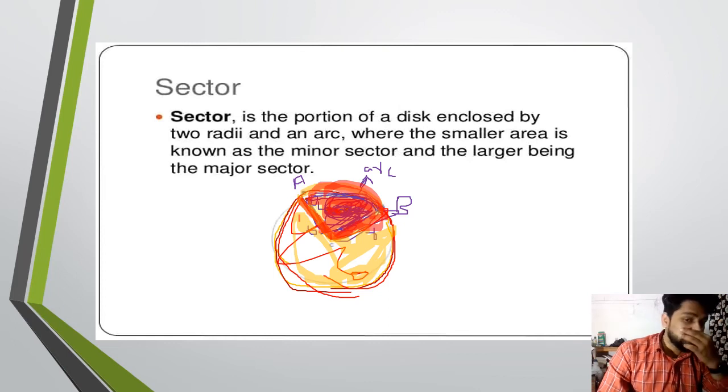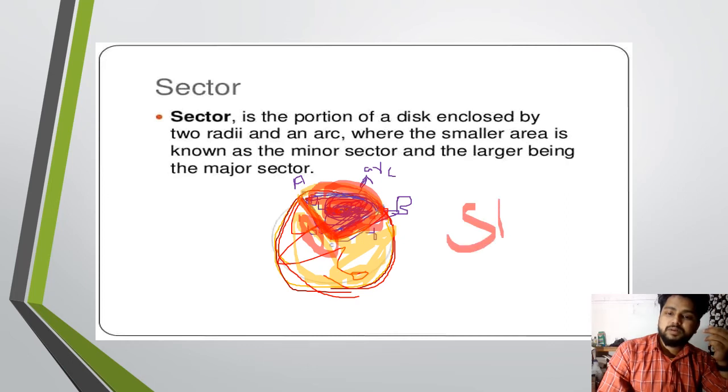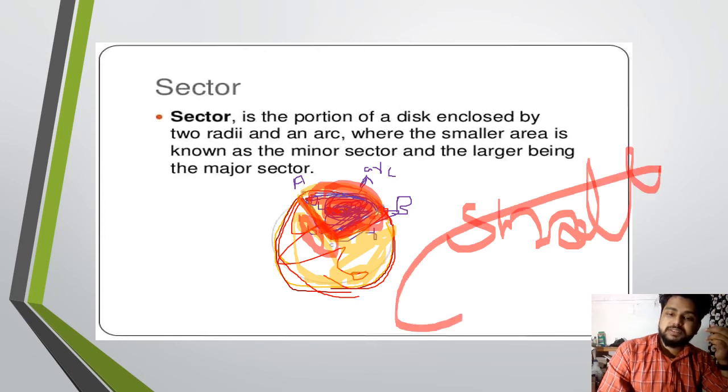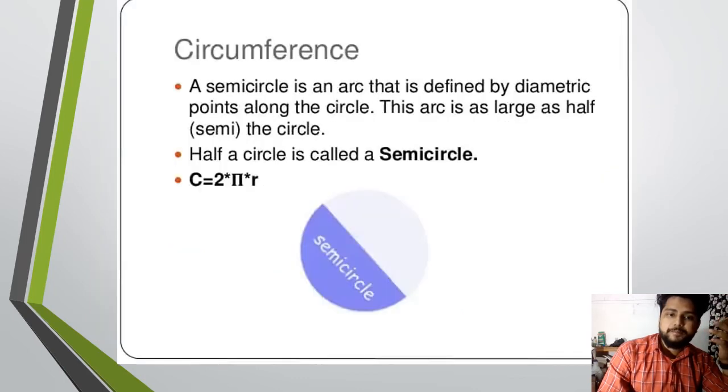Here are also 1 point, 2 points. The small area is known as the minor sector, and the big area is known as the major sector. Okay, we will study further about that.